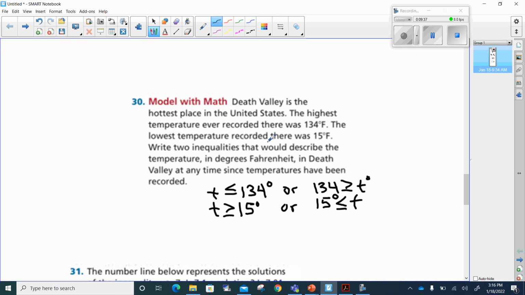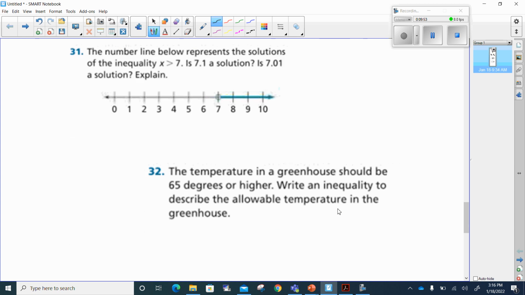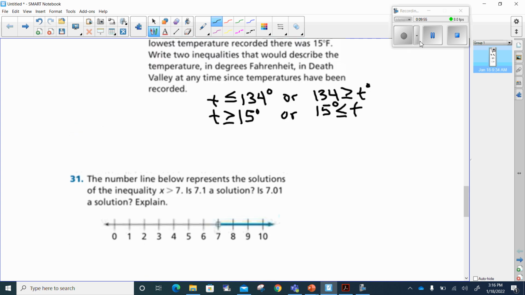So what two inequalities would describe the temperature in degrees in Death Valley? We know that it will be no greater than 134 and it will be no less than 15 degrees. All right.